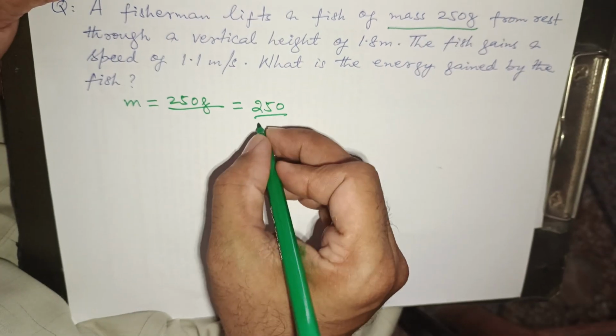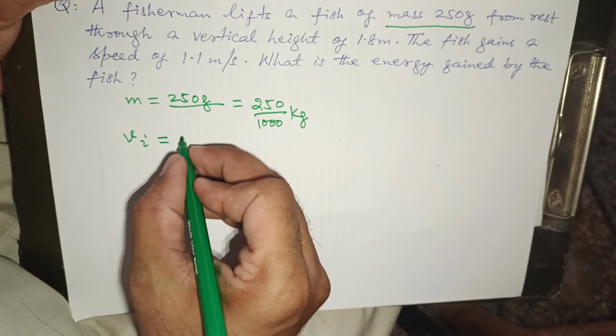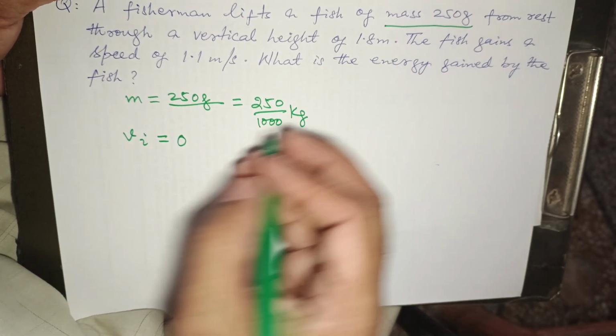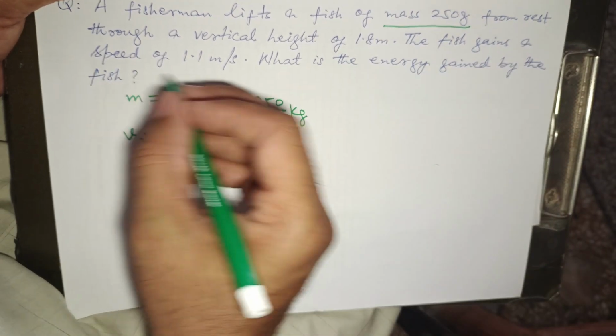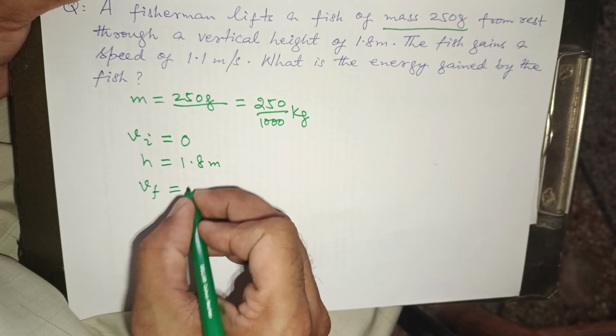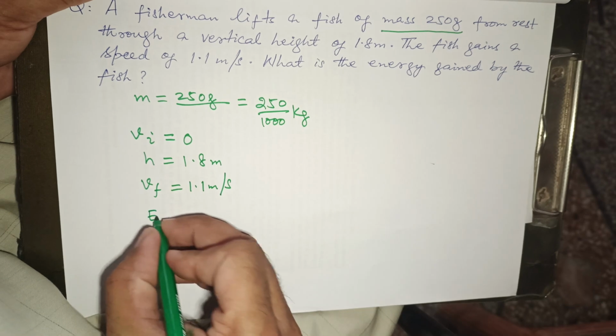A fisherman lifts a fish of mass 250 grams, that is 250 divided by 1000 kg, from rest, Vi equals 0, through a vertical height of 1.8 meters. So height is 1.8 meters. The fish gains a speed of Vf equal to 1.1 meters per second. What is the energy gained by the fish?